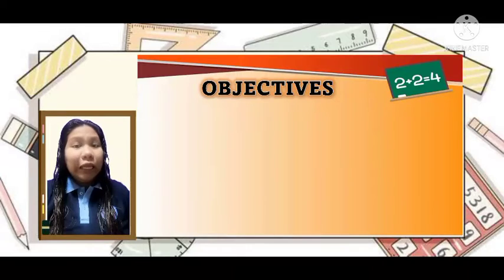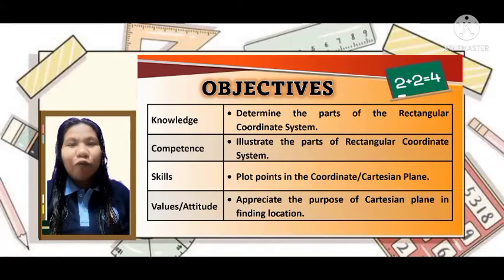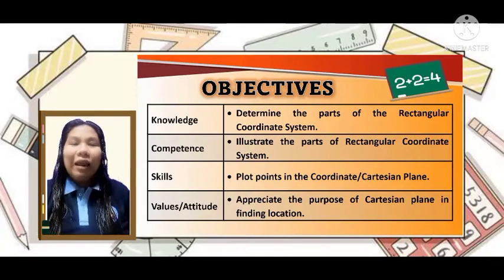And now, here are our objectives. For knowledge, determine the parts of the rectangular coordinate system. For competence, illustrate the parts of rectangular coordinate system. For skills, plot points in the coordinate or Cartesian plane. And for values and attitude, appreciate the purpose of Cartesian plane in finding location.